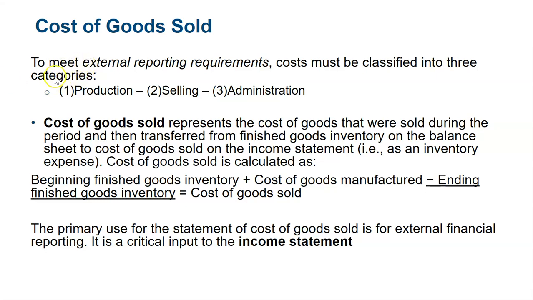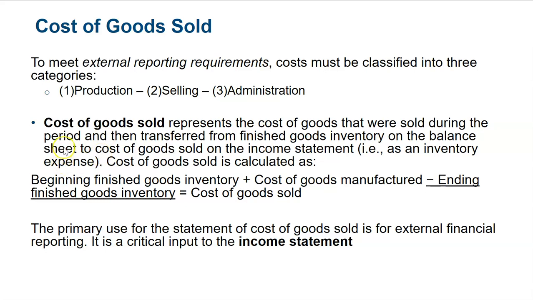And it says right here, to meet external reporting requirements, costs must be classified into three categories. We've got product costs or production costs. We're using this terminology because we're looking at a manufacturing environment here. And then selling and administrative. Now, for our purposes, what we're really trying to understand here is that we have costs of production, and then we have everything else. All right.